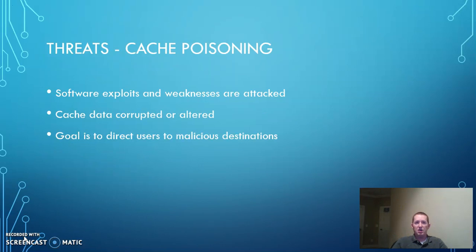Just like any other software, DNS software is not immune to exploits and protocol weaknesses. These exploits and weaknesses can be leveraged to corrupt the cached answers that are stored on recursive name servers. This type of attack is called DNS cache poisoning or DNS spoofing. The goal of this type of attack is to implant false information into the DNS cache that will direct users to malicious destinations.